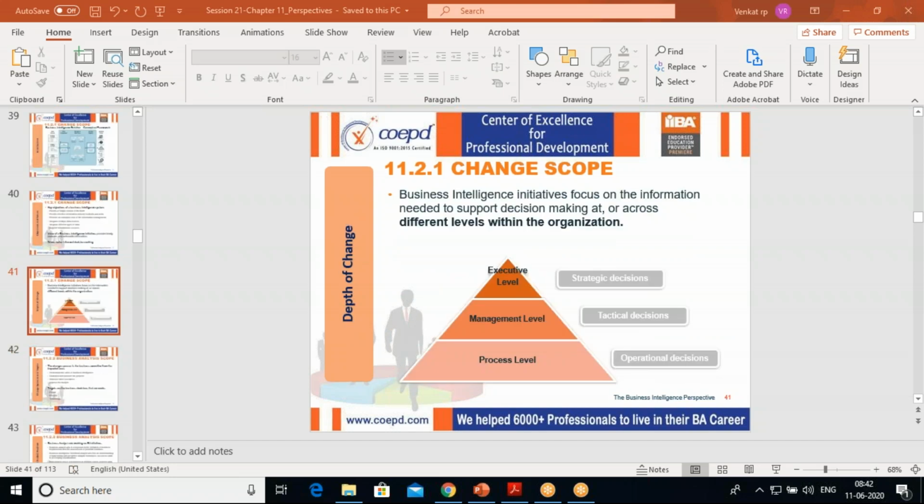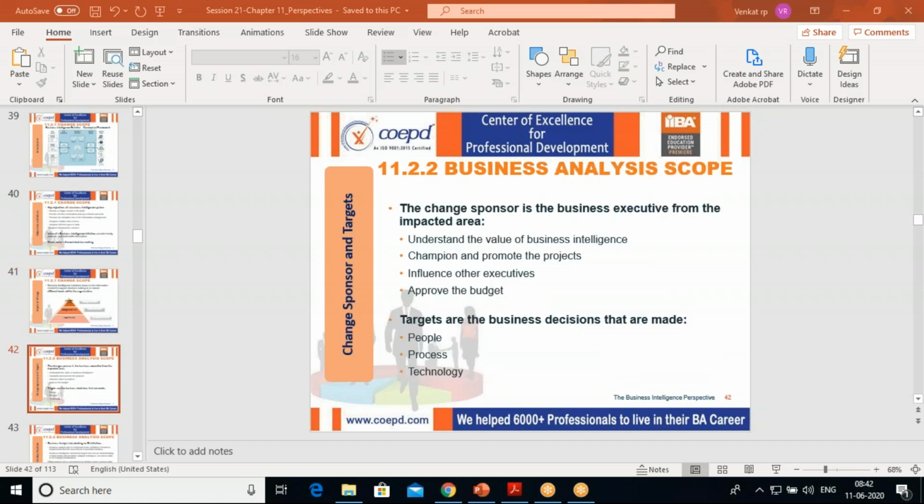And if you see here, at the executive level, we make strategic decisions, at the management level, we make tactical decisions, and at the process level, we make operational decisions. So what information and data is required at that particular level, we have to understand it and make it available to the concerned people so that they can make these decisions possible.